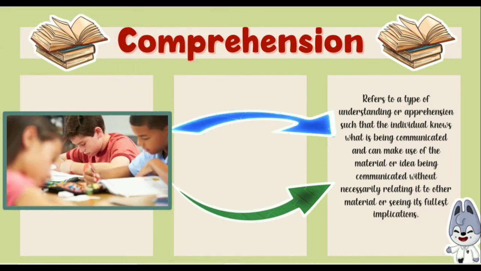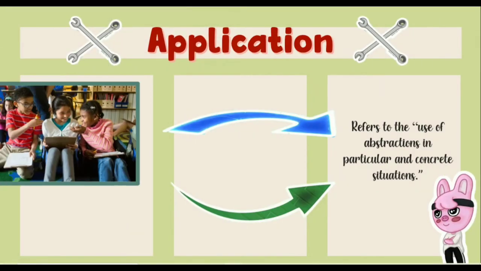Next is the comprehension. When we say comprehension, this refers to a type of understanding or apprehension such that the individual knows what is being communicated and can make use of the material or idea being communicated without necessarily relating it to other material or seeing its fullest implications. Simply saying, it is a capability of a learner to decode what he or she has read.